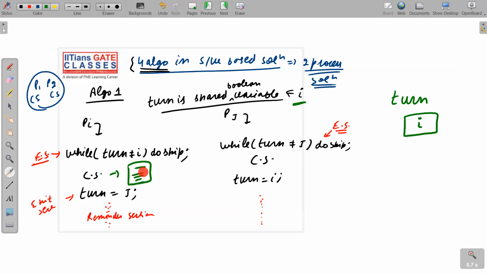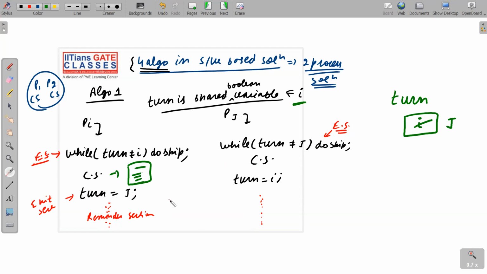So once PI has done all these things, it will do turn is equal to J. So finally, turn will become J. Now, since turn is J, you can imagine that after execution of the remainder section, it depends entirely on the OS which process is executing. So I'm assuming that PI is executing.